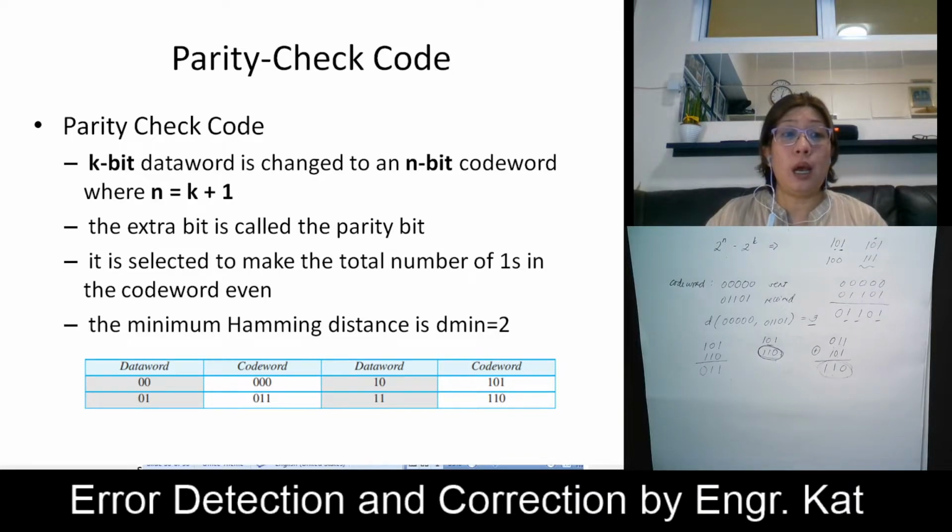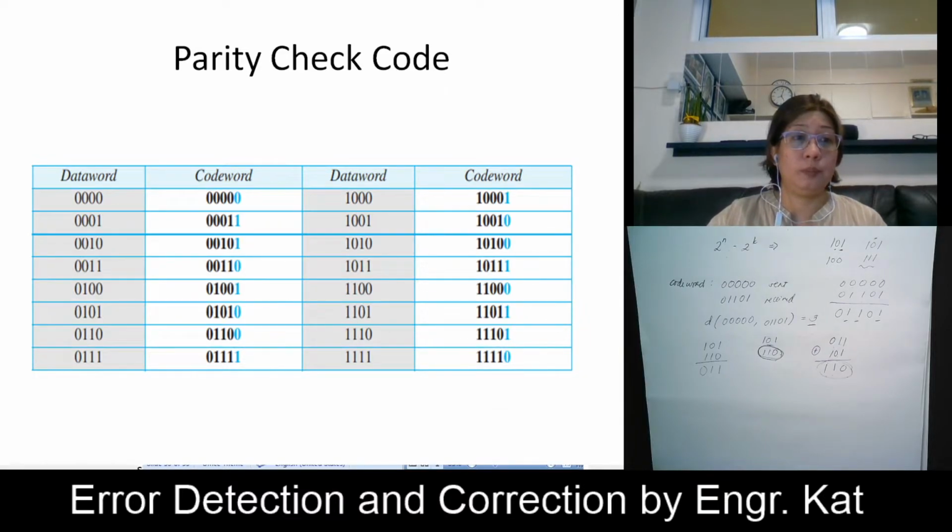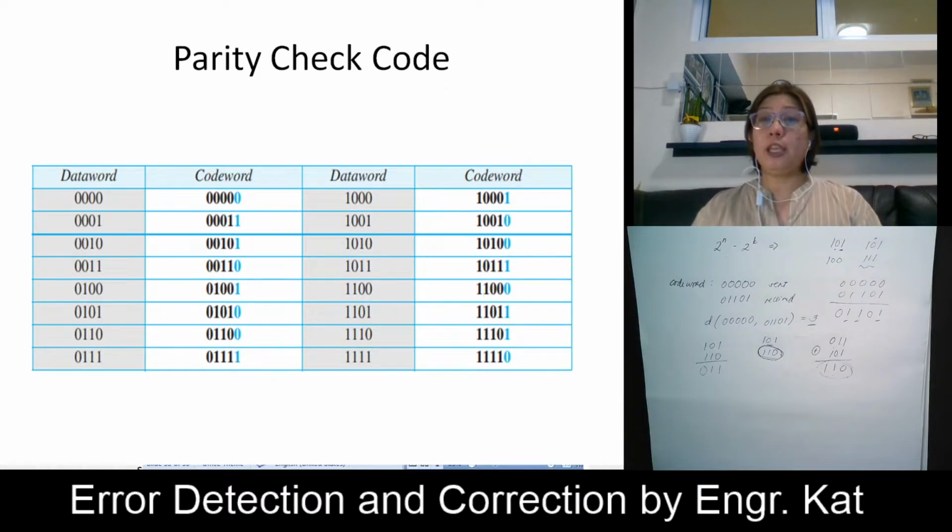this code has a means of detecting only a single bit error. In this example table, we have a parity check wherein k is equal to 2 and n is equal to 3. This is a simple parity check wherein k is equal to 4 and n is equal to 5. If you notice the part colored blue, it can either be a 1 or a 0 depending on the number of ones that are in the data word.